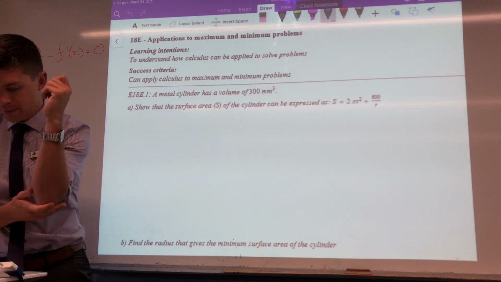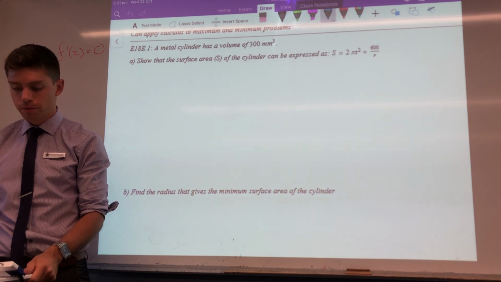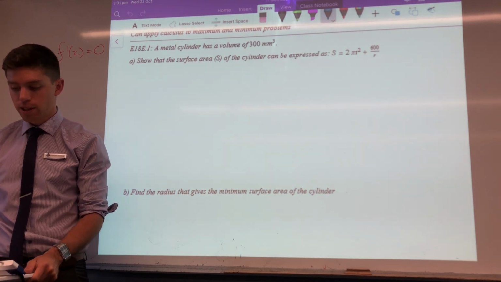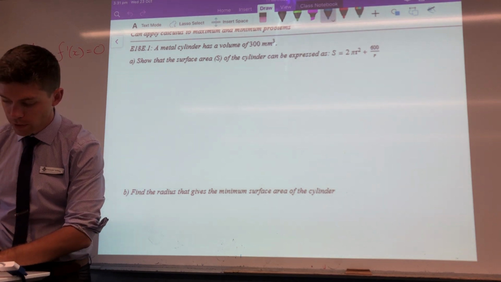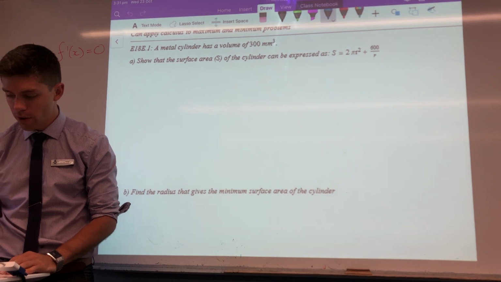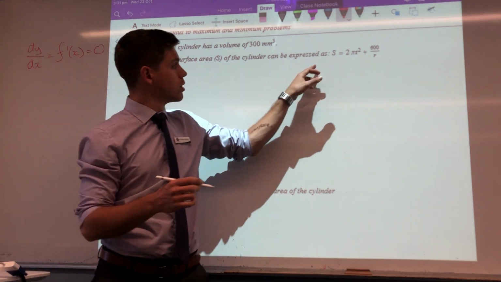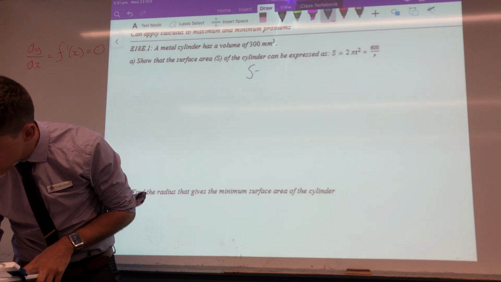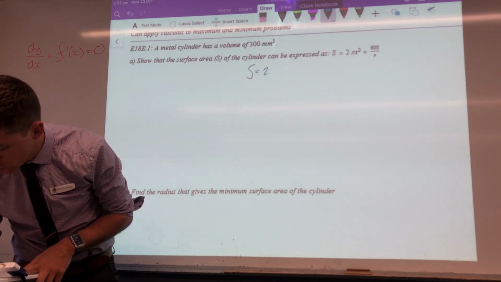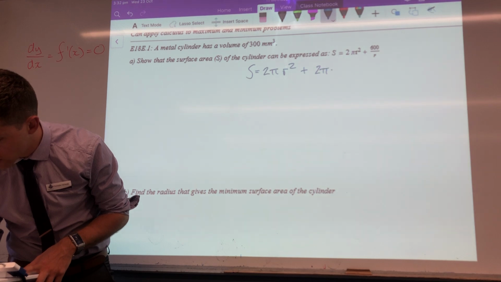So let's begin. A metal cylinder has a volume of 300 millimeters cubed. Show that the surface area S of the cylinder can be expressed as S equals 2 pi r squared plus 600 over r. Alright, let's pull apart some of this information. We're trying to show surface area, and the formula for surface area of a cylinder is S equals 2 pi r squared, they're the two ends, and then the bulk is given by 2 pi r h.